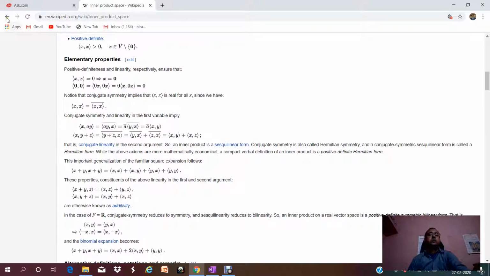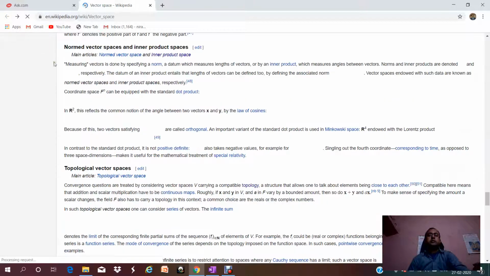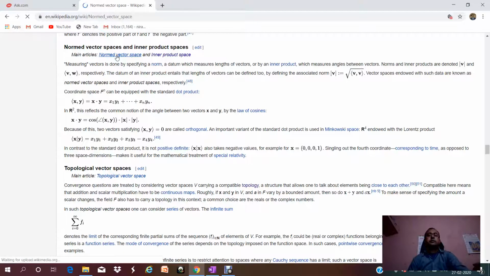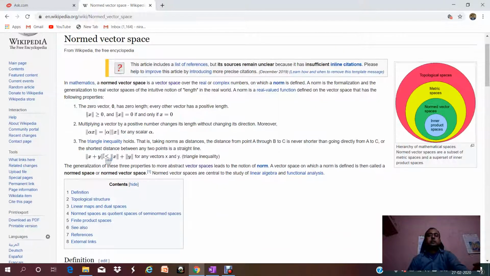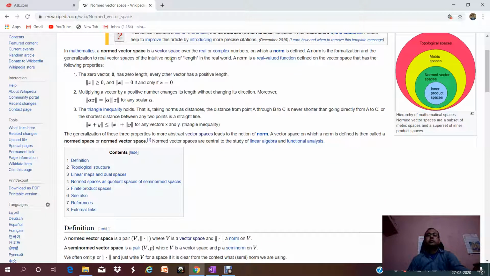Now I wish to introduce one more thing: normed vector space. A normed vector space is also a very important vector space. The difference between a normed vector space and an inner product space is that if a norm is defined on the vector space, then it is called a normed vector space. If an inner product is defined on the vector space, then it is called an inner product space. So that is the basic difference.